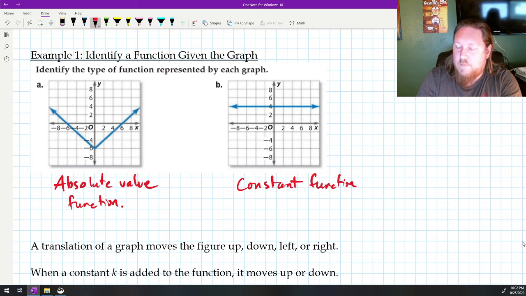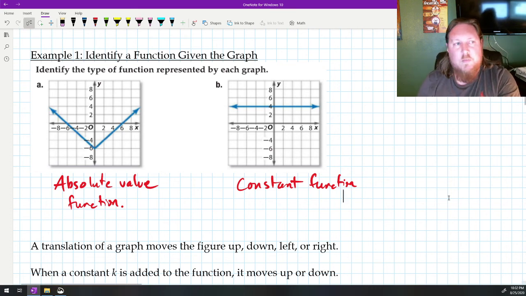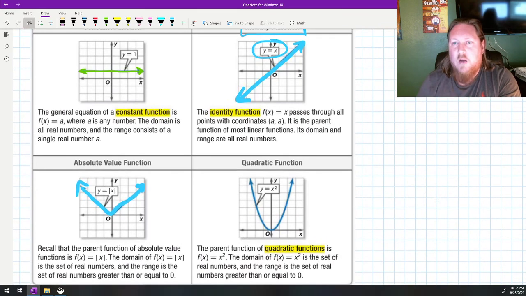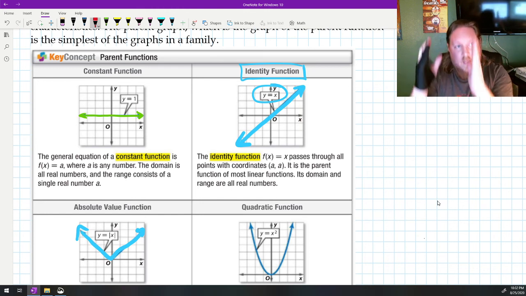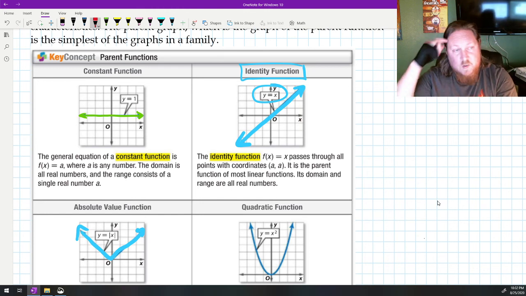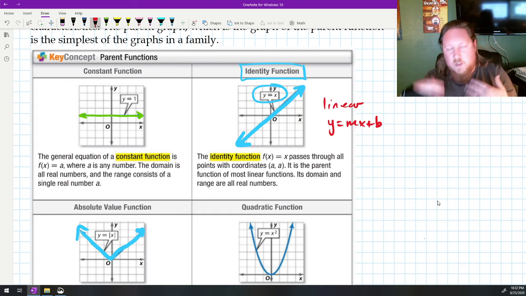So all you're doing for some of these problems is looking at a graph and figuring out what kind of function it would be. Now, one thing is it might also give you an equation. You've got to know what the basics of each of these equations look like. Constant: y equals 1. Absolute value: you've got to have the absolute value bars. An x squared is always going to give you a quadratic. I'm going to throw linear in here as well. If you ever have anything like a linear, you should be able to identify, oh, that's a linear function.